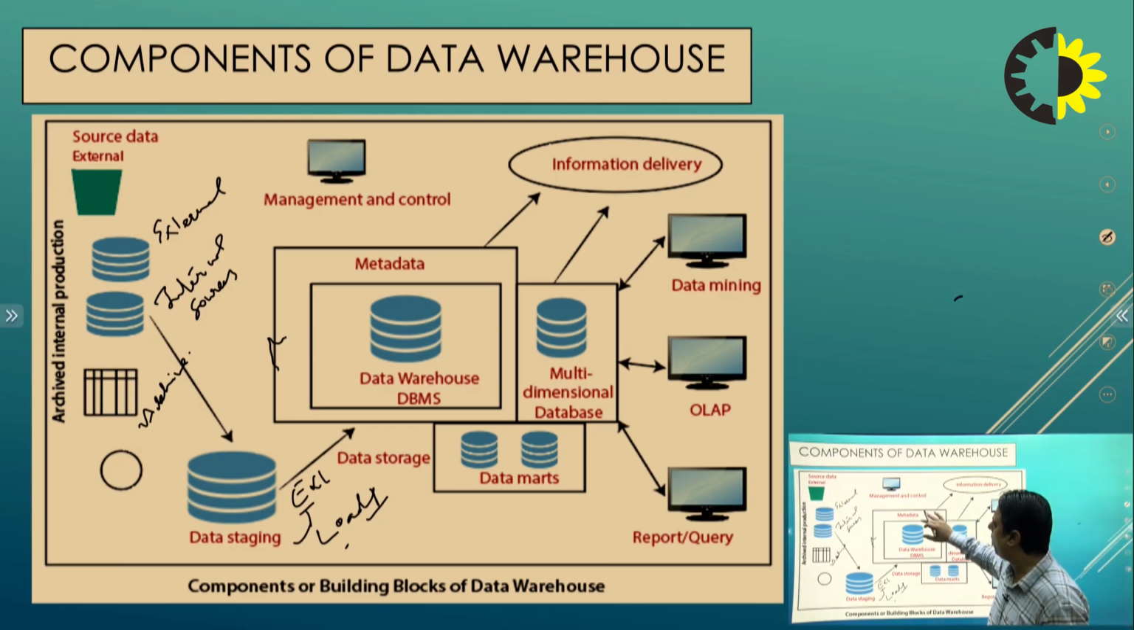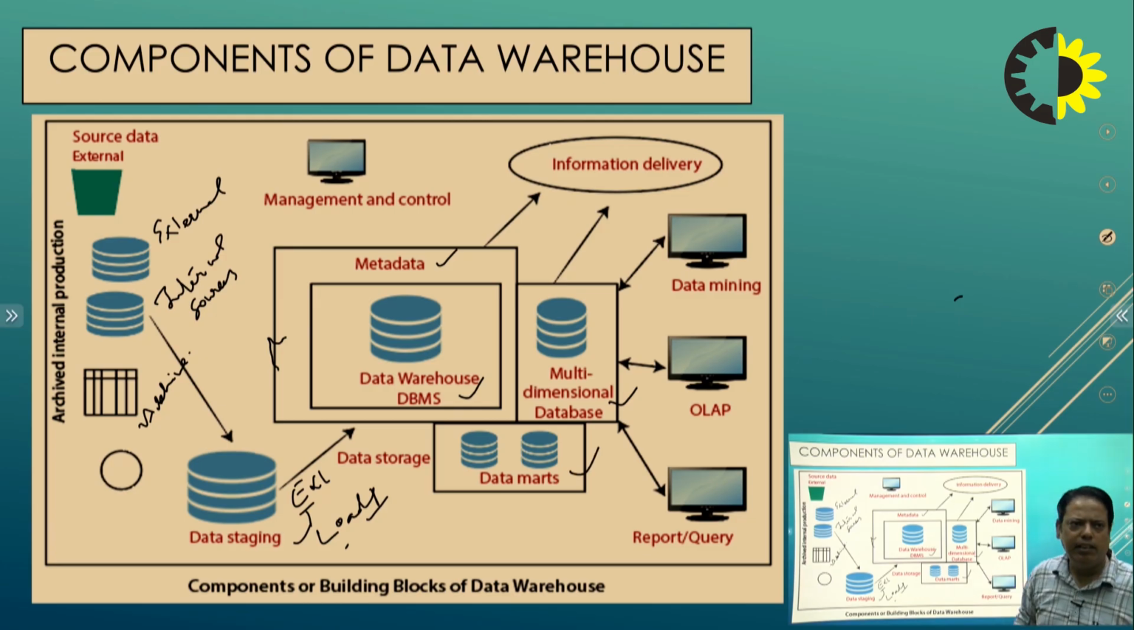Now, the second part is management and control. There are some key factors and attributes available. The first one is metadata, data warehouse DBMS, multidimensional databases, and data marts. In the next slides, we will explain all the contents one by one. And the third part is information delivery, meaning query and fetching information. The information delivery processes are data mining, online analytical processing, OLAP, and report and query fetching. These are the basic important key components in a data warehouse.